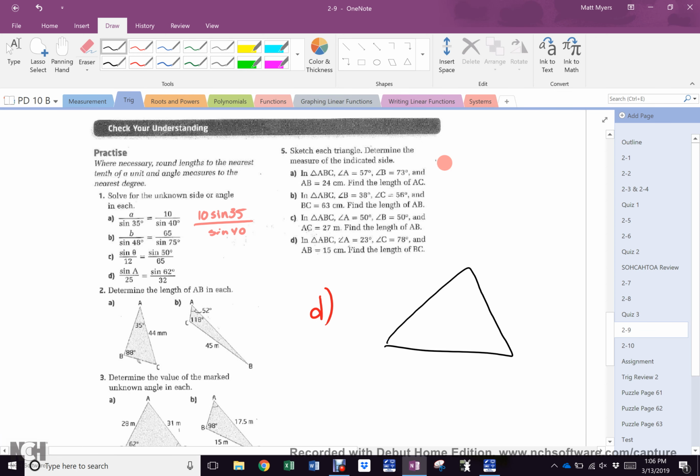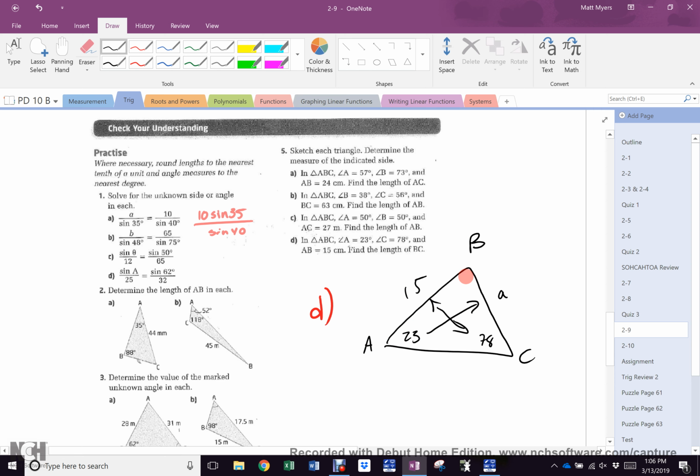The triangle looks like in the drawing. It is just there to help you with your calculations. So if I was doing D, angle A would be 23, angle C would be 78. So if I make that 23 and that's 78, that's A, that's C, that's B. AB is 15, BC is what I need to find, which is little a. There's my pair.